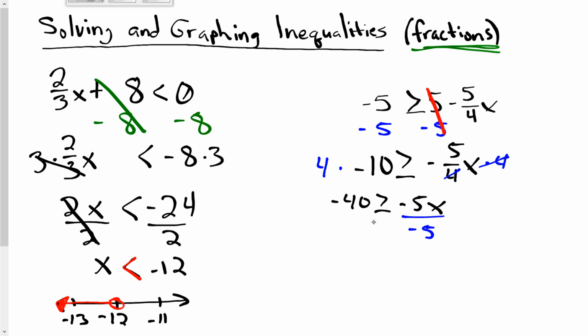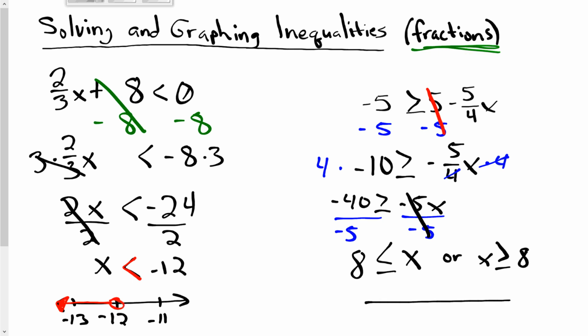But remember, when you divide an inequality by a negative, or multiply an inequality by a negative, the sign flips. So I'm going to do that right now, from greater than or equal to, to less than or equal to. Bring down my x, and -40 divided by -5 is 8. So another way to write this would be x, keep the mouth open toward the x, and 8. X is greater than or equal to 8.